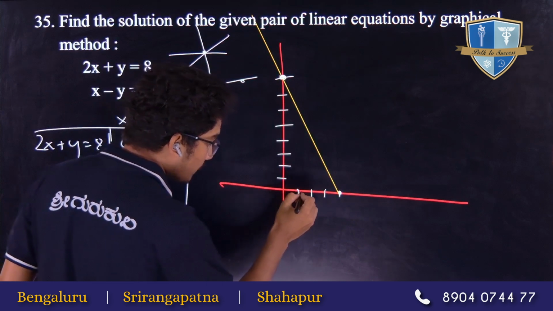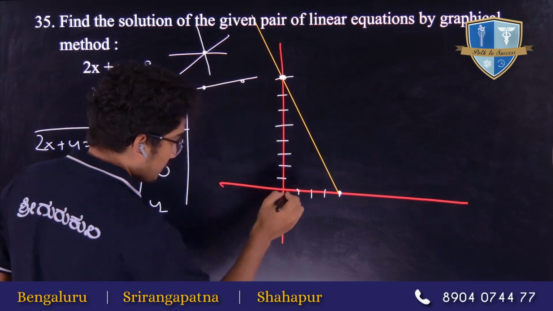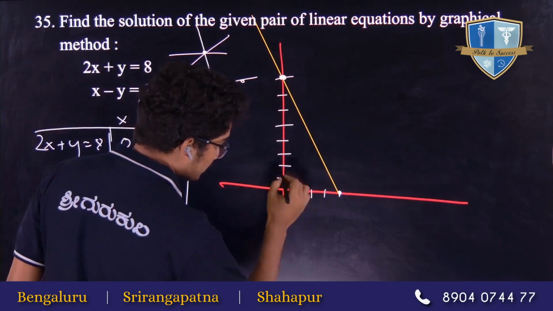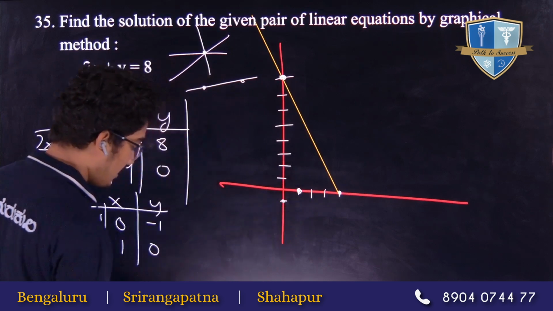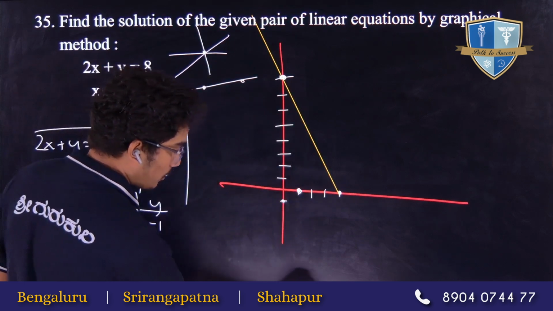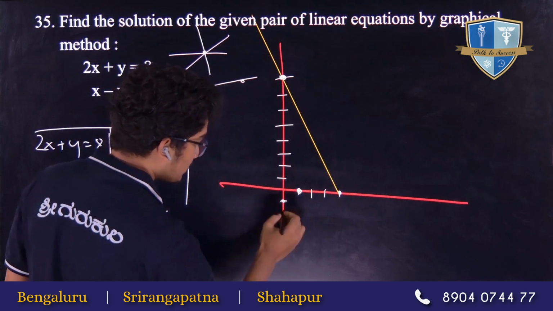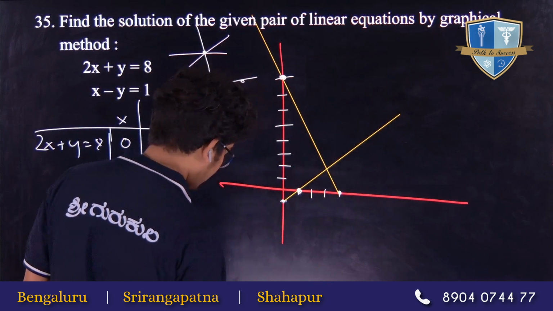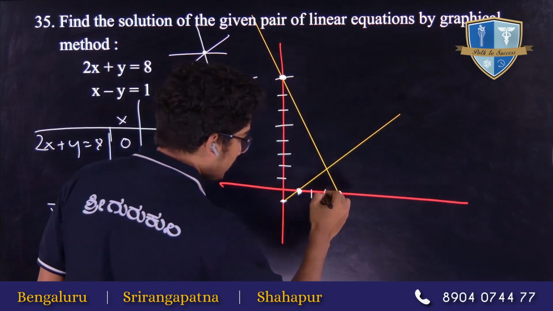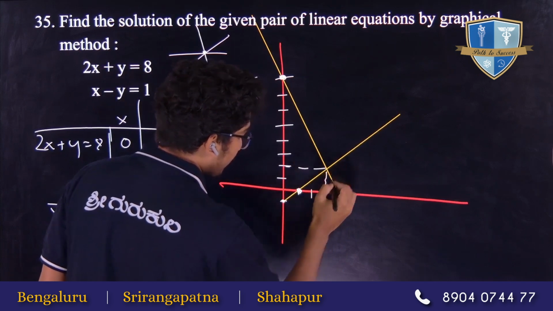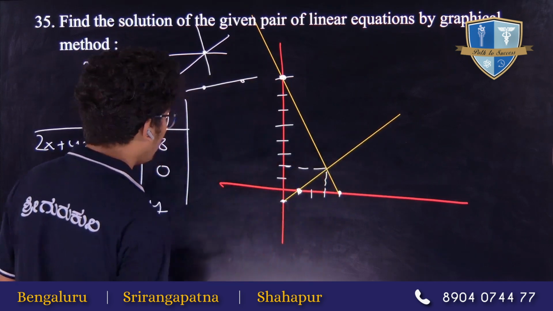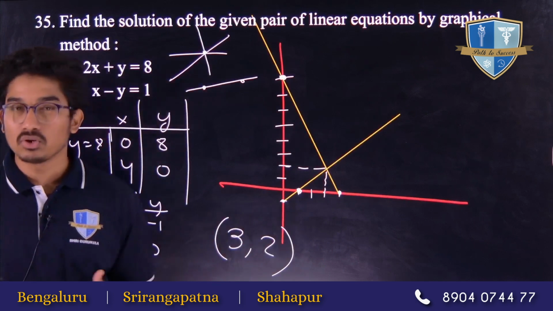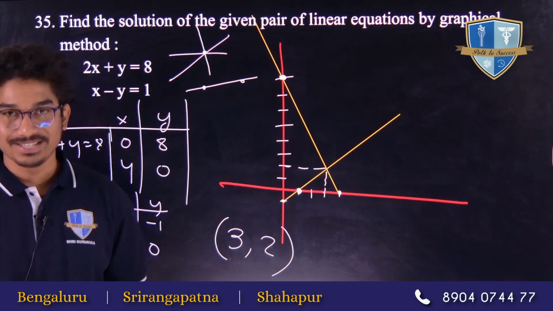And our other line is passing through (0, minus 1) and (1, 0). So this is our (1, 0), and (0, minus 1) will be here. If we join these 2 points, we will get this line. And their point of intersection will be this, which is (3, 2). So (3, 2) is our point of intersection, or the solution of these two equations.